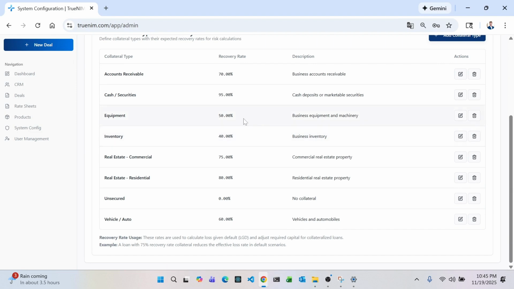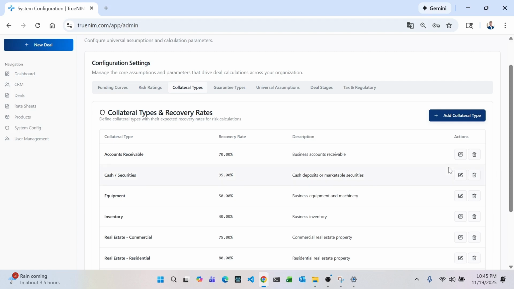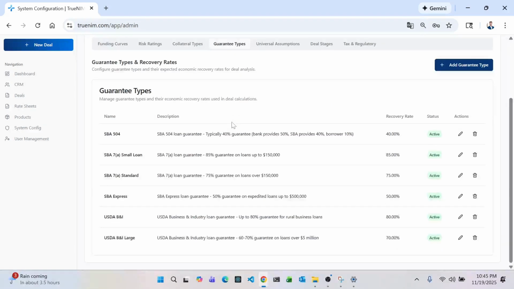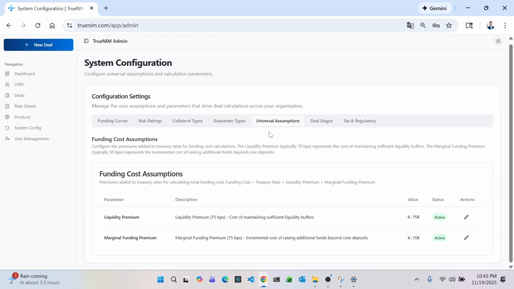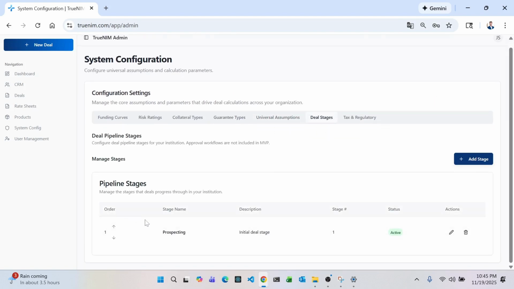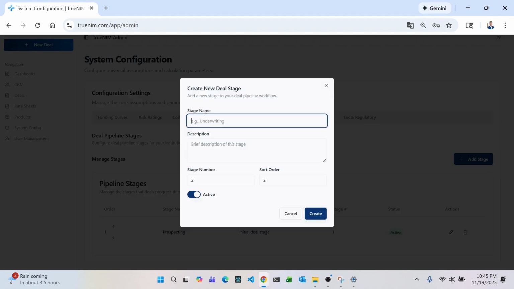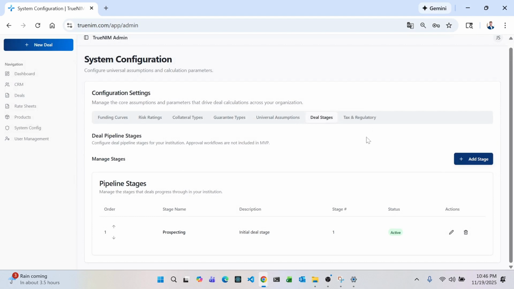As you saw before, we have collateral types. This is all associated with your recovery rate and what your loss is going to be on any given deal. It helps benefit that. Same thing with your guarantees. If you have government programs in place that are backing a deal, then it's also going to improve your recovery rate. We talked about universal assumptions. We talked a little bit about deal staging. You can add your deal stages in if you wanted to create a full CRM platform. This platform allows you to do that. So you can add in different types of deal stages, whether it's underwriting or something like that. You can track the loan all the way to funding and so on, so even through maturity.